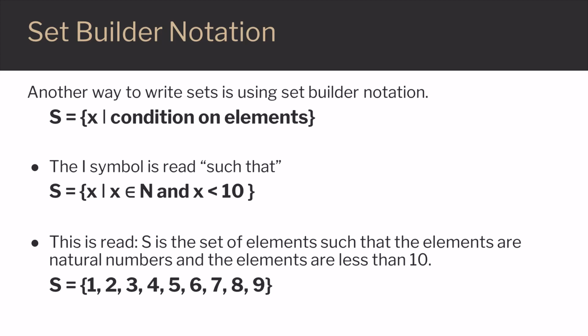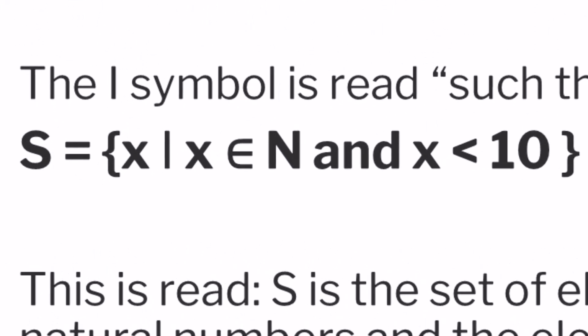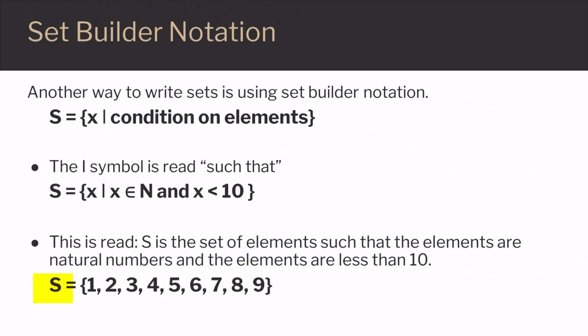The example set I have here is read: S is the set of elements x such that the elements are natural numbers and the elements are less than 10. In this case, it is easy to write this set out as S equals 1, 2, 3, 4, 5, 6, 7, 8, and 9, but often the sets will be too big to write out in a list.